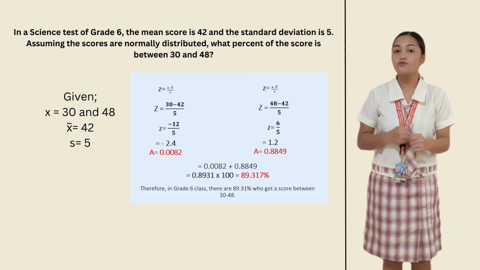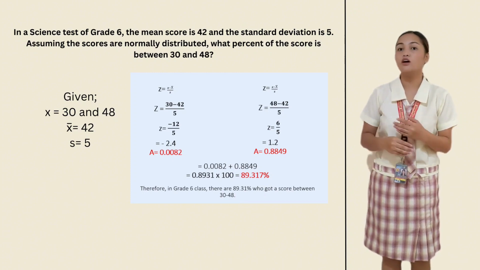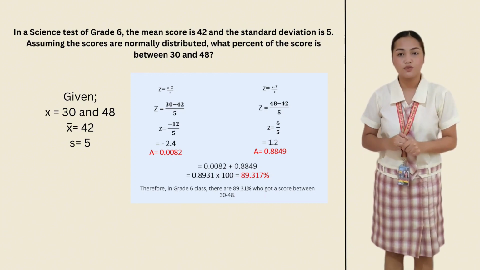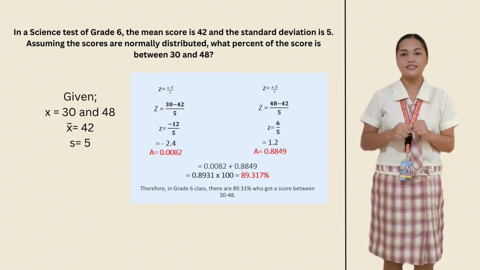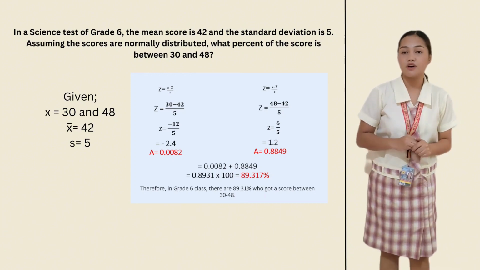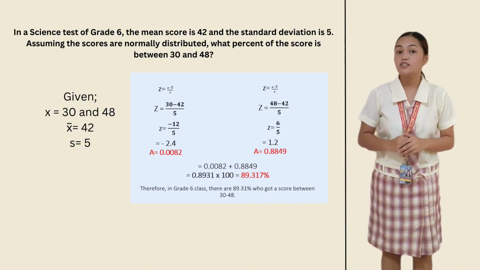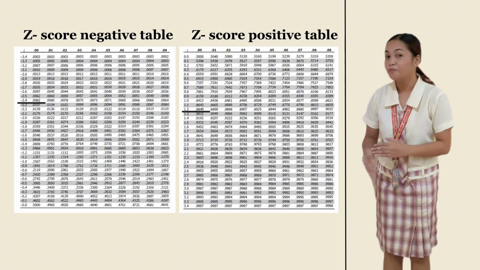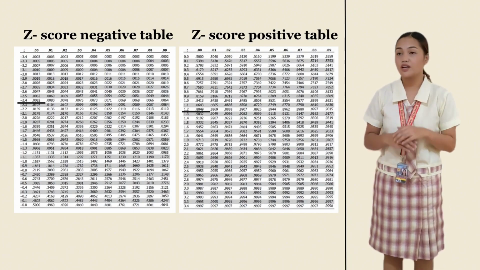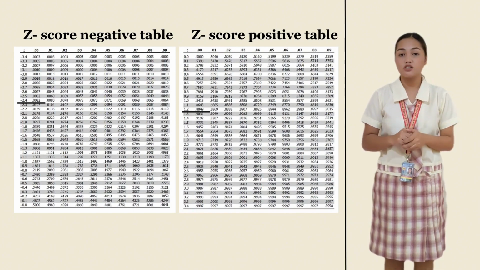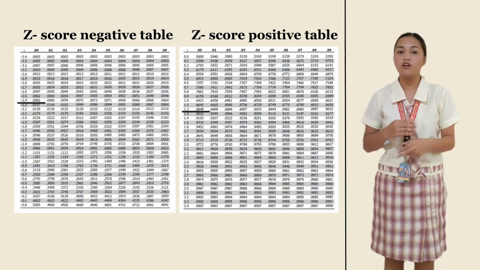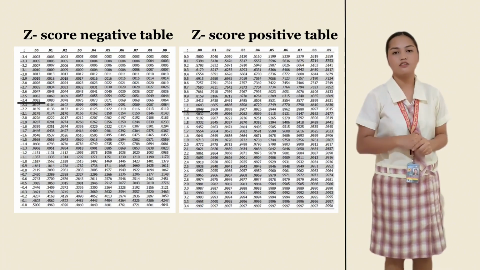So we will solve the standardized random variable of 30 first. Substitute: 30 minus 42, which is the mean, is -12, divided by 5, and it gives us the answer of -2.4. The equivalent area of -2.4 is 0.008. So you will look for the negative table I have presented recently.